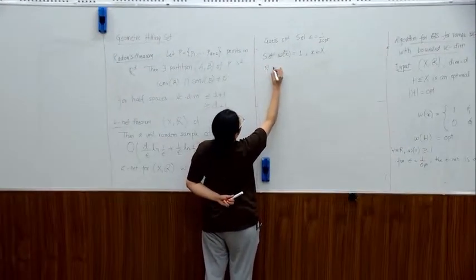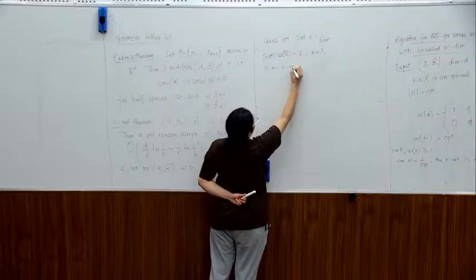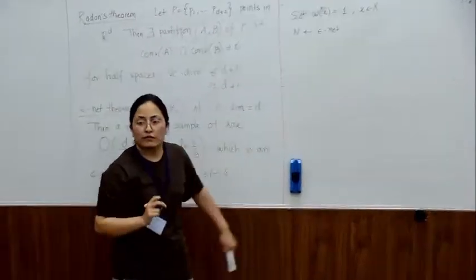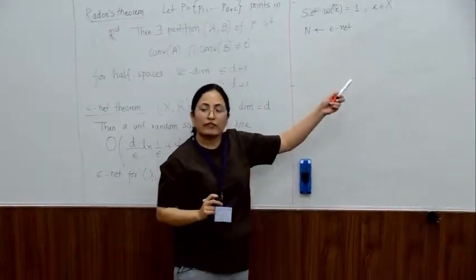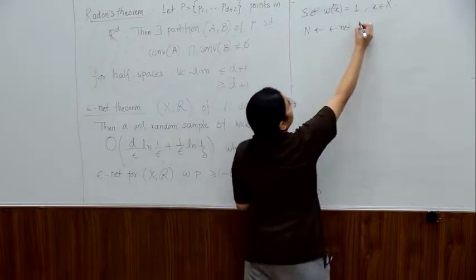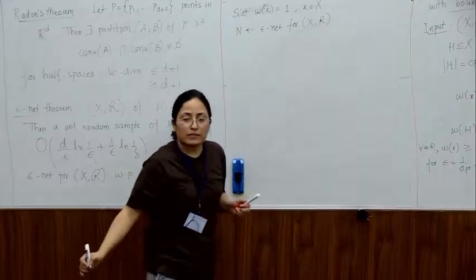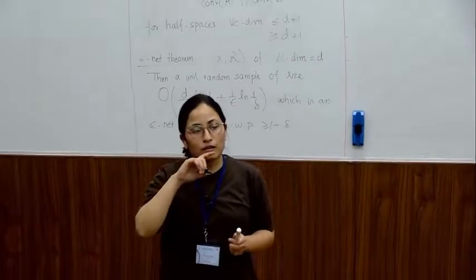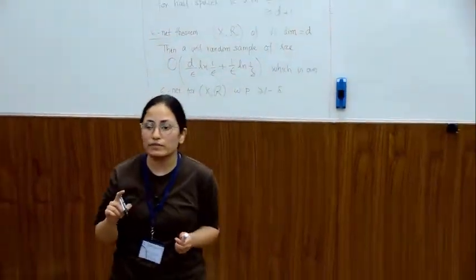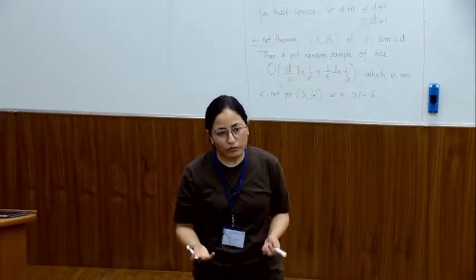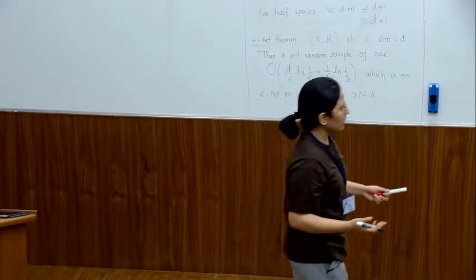And now I find an epsilon net. For this epsilon, with weights equal to 1, I find an epsilon net for the range space. What will be the size of the epsilon net? What is the size of the epsilon net? 1 by epsilon, log 1 by epsilon, right? Order.